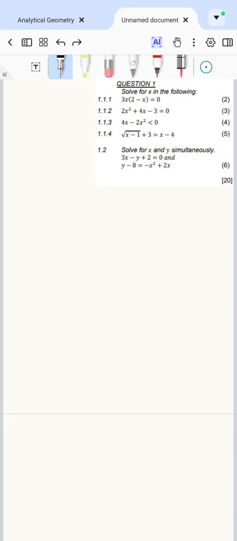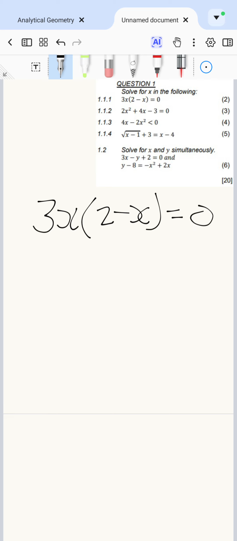Right, the first question, 1.1.1, let's deal with that quickly. And that's 3x in your bracket over here, so it's multiplied by minus 2x, and this is equated to 0. So the important part over here is that it's equal to 0. If it was not equal to 0, then you'll deal with it slightly differently.